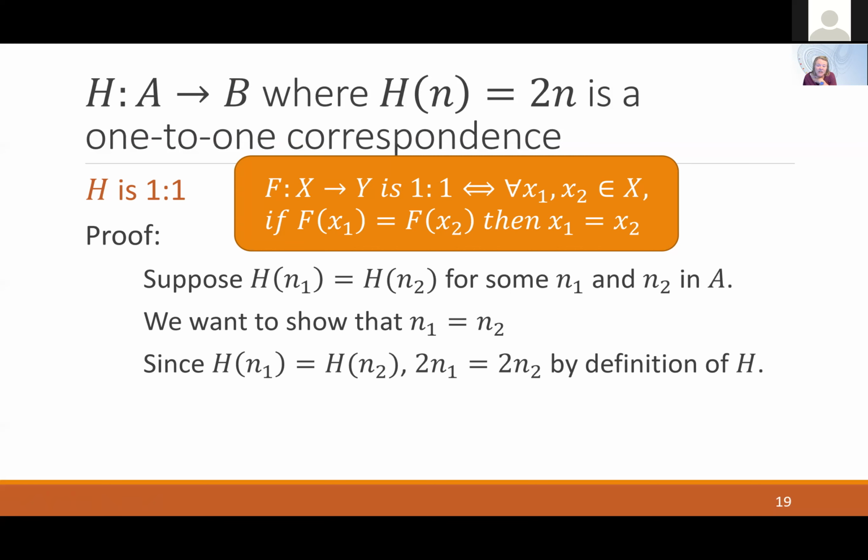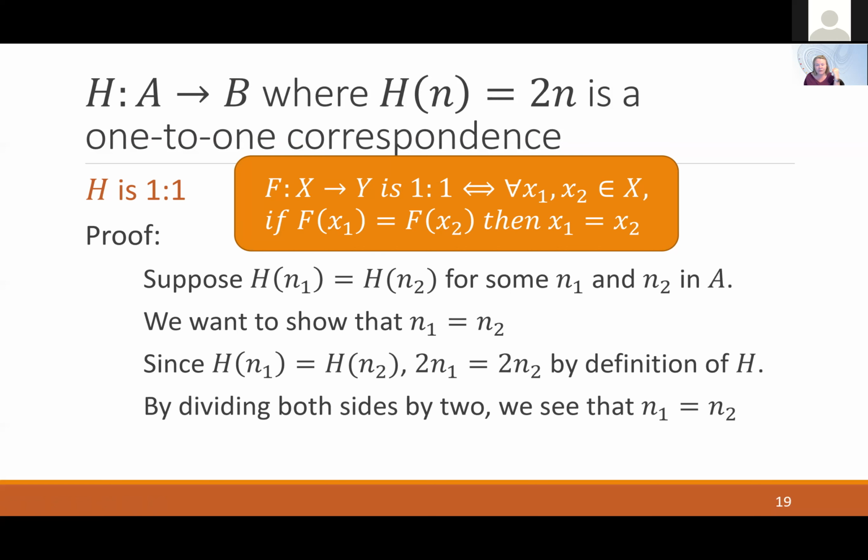So since h of n1 equals h of n2, we'll use the definition of h. Substituting n1 and n2 into h, we get 2n1 equals 2n2. And then we can divide both sides of the equation by 2, and we see that we get n1 equals n2, which was to be shown. So we know that h is a 1-to-1 function.